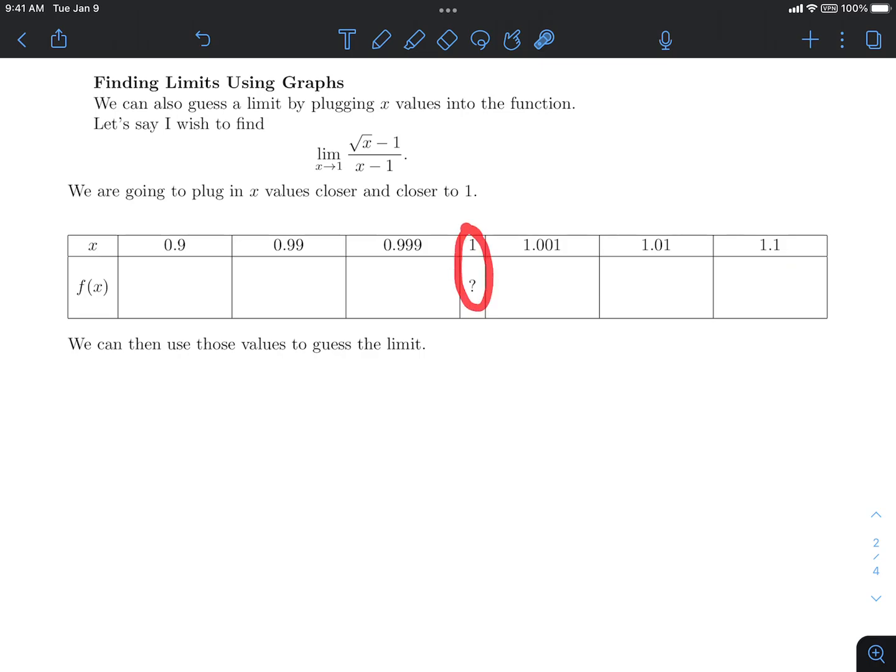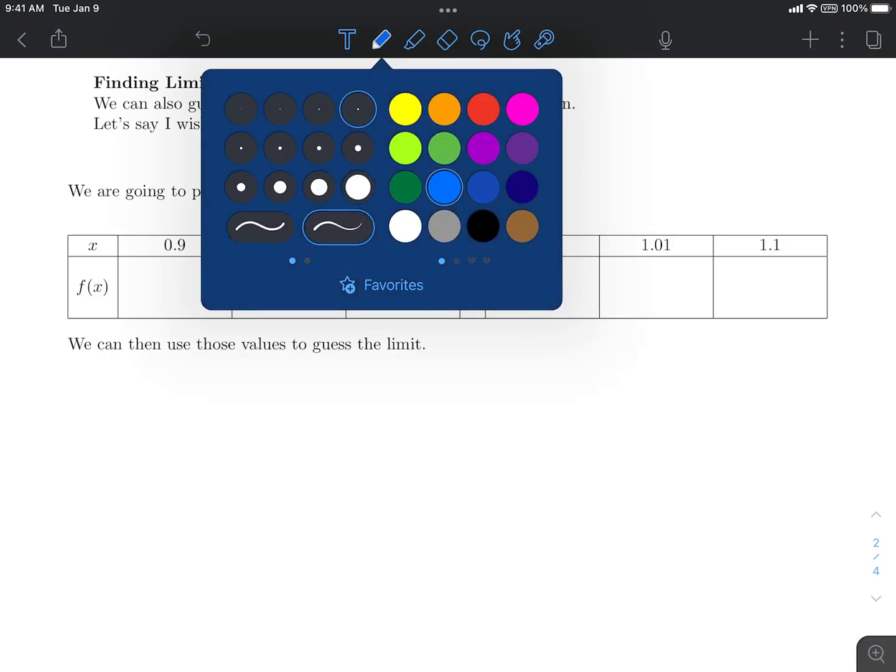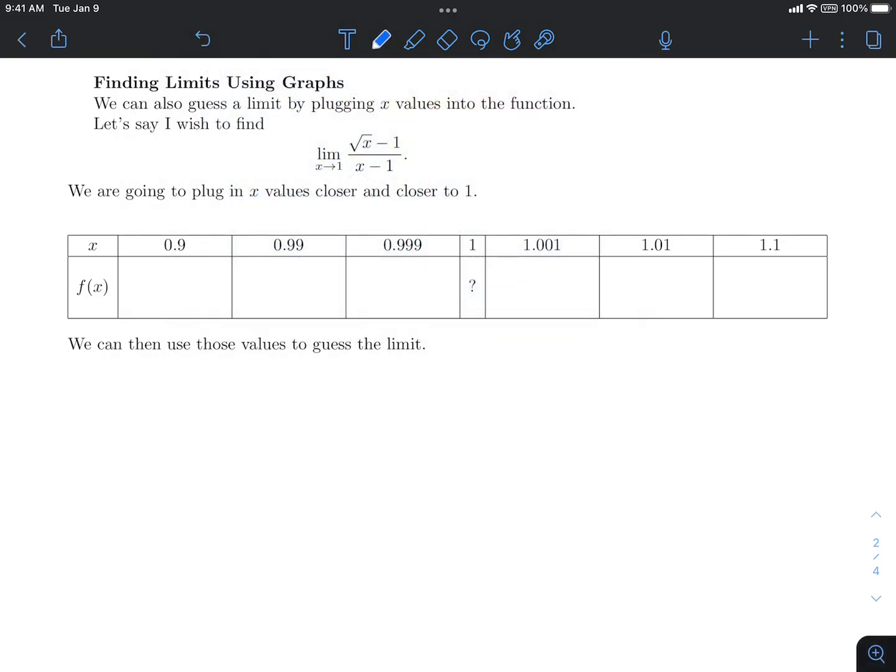We can't plug in x equals 1, as you see, because the bottom of this fraction is x minus 1, and if you plug in x equals 1, you'd have 1 minus 1, which is 0. You'd have a division by 0. You can't have that. So you would start by, let's say, filling out this table. f of 0.9 would be root 0.9 minus 1 over 0.9 minus 1.